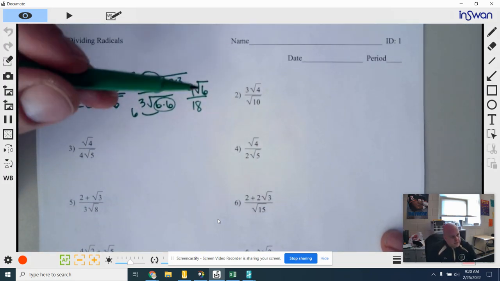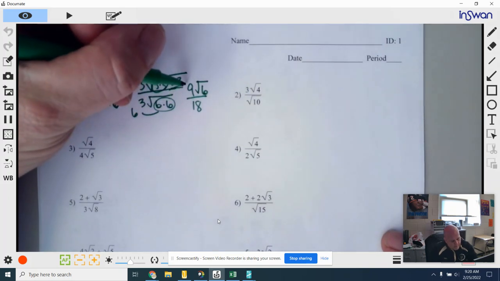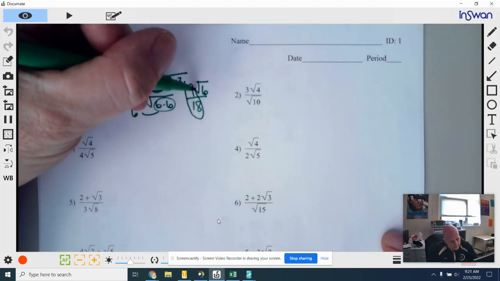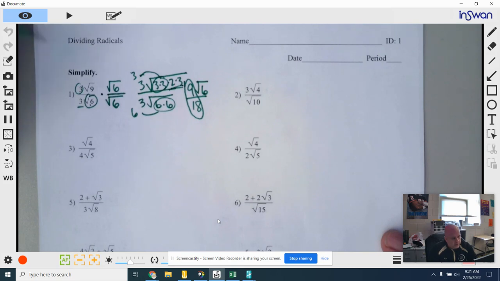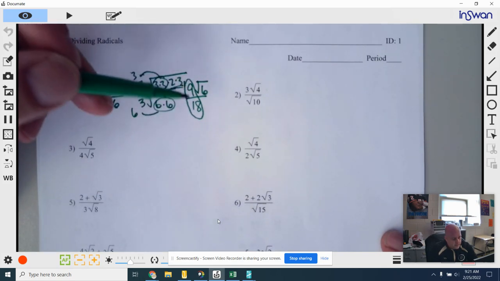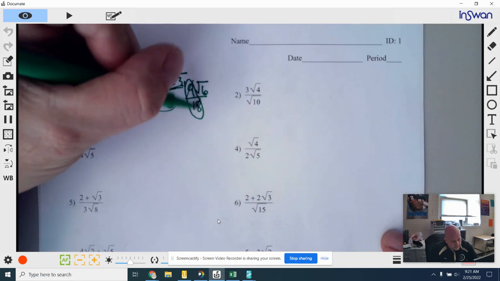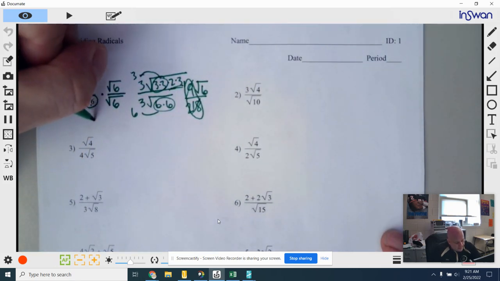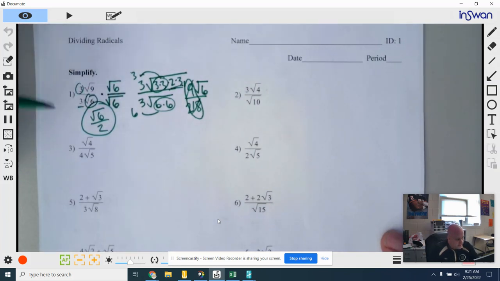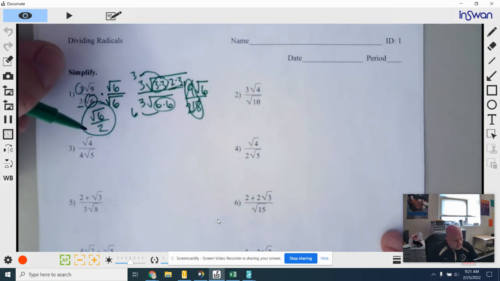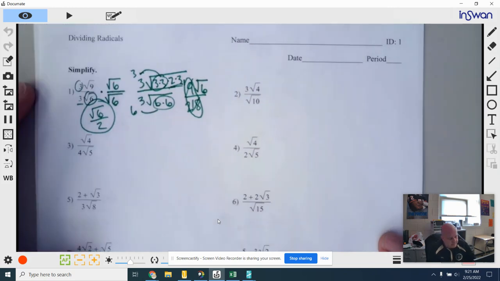So right now we're at 9 root 6 over 18. However, your whole numbers, your coefficients out front, those can reduce. So 9 over 18, I know those are going to reduce. 9 goes into 9 once, goes into 18 twice. So my final answer is going to be root 6 over 2. And this is not going to reduce because this 2 is not in a square root symbol or anything. So this is as broken down as you can go. Again, this answer is okay because we no longer have our root symbol in our denominator.